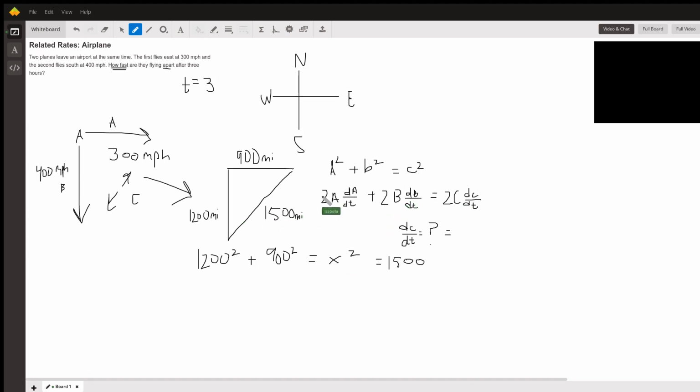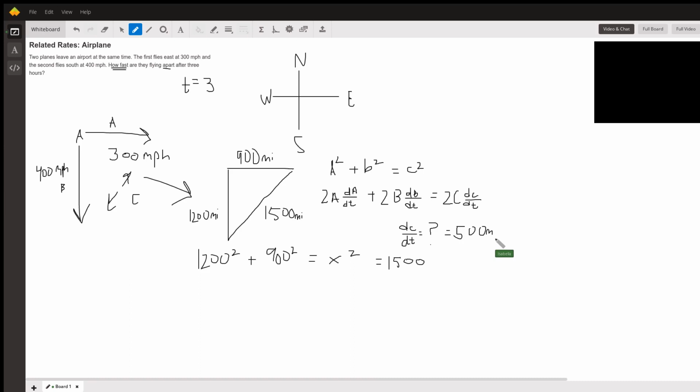and so C's value would be 1500, B's value would be 1200, A's value would be 900, and then dA over dt is 300, dB over dt is 400, and we are trying to solve for the rate of C. So we're trying to solve for dC over dt. And if you do the calculations, probably in your calculator, you should get 500.